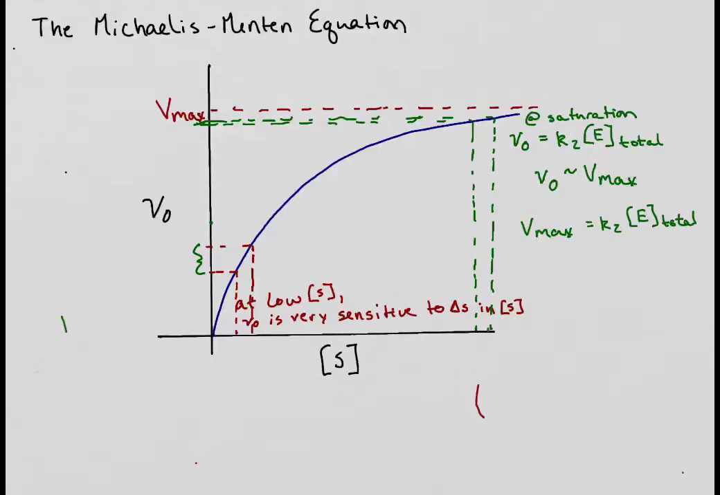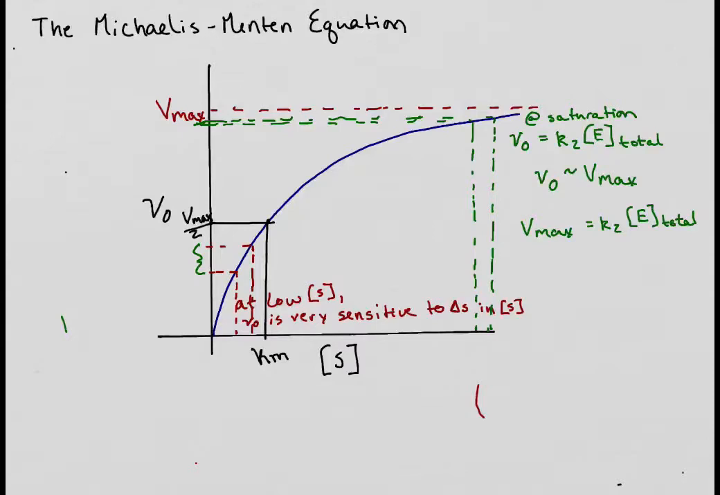Before we leave this beautiful function behind, I want to point out a very important value to you, and that is the Vmax over 2 value. Right here, where the velocity is half maximal, that has a very important definition. The substrate concentration at half maximal velocity is Km.